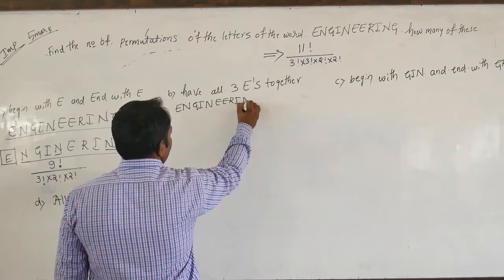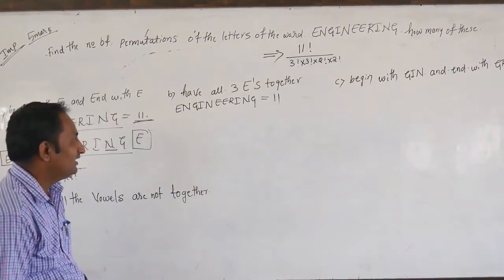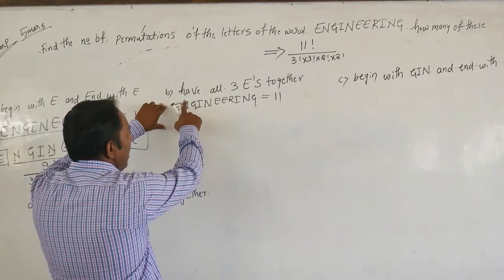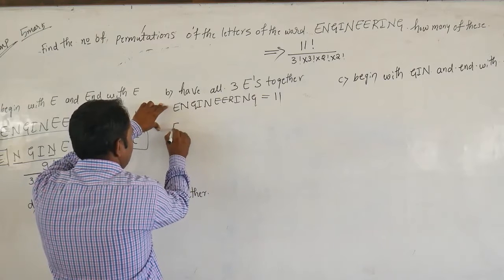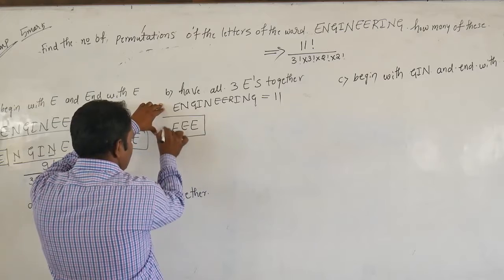Engineering consists of 11 letters. Out of these 11 letters, first, have all 3 E's together. Take the 3 E's as one box.